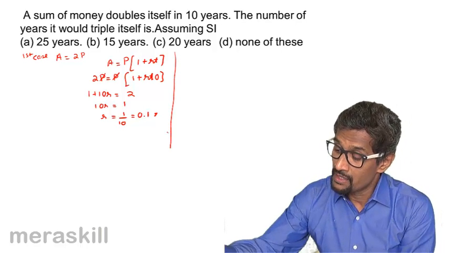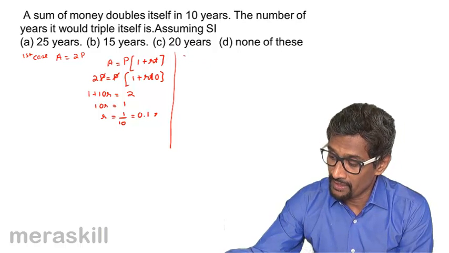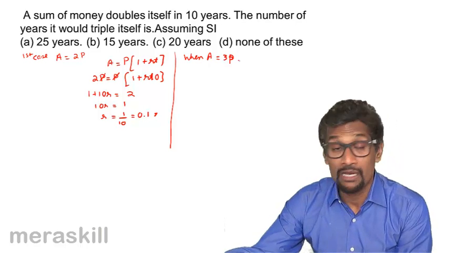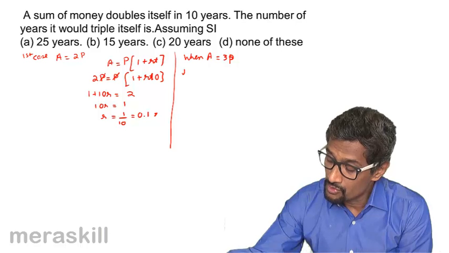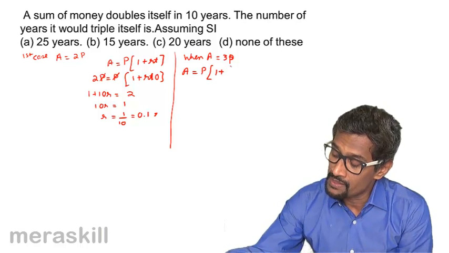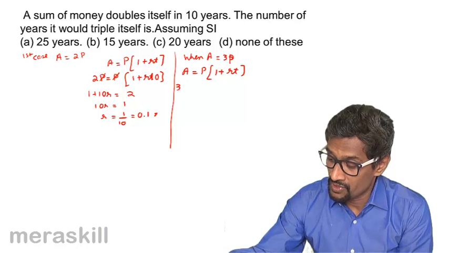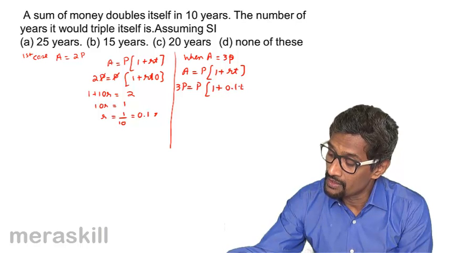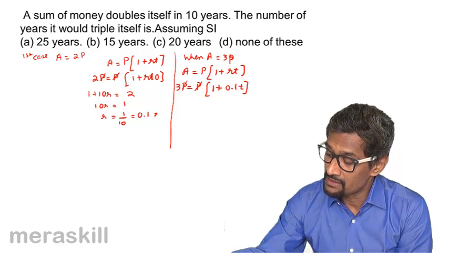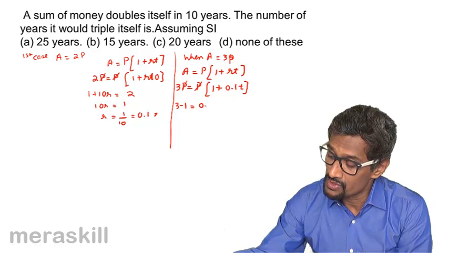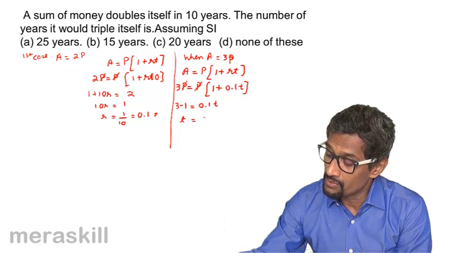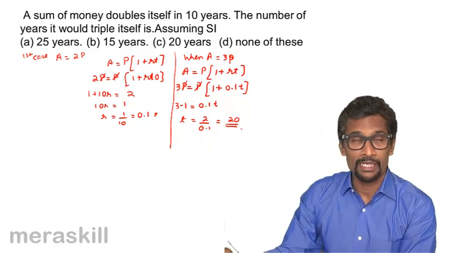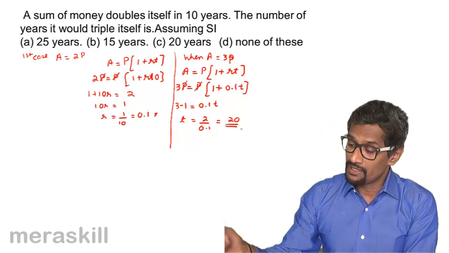Now you have been asked, when will it triple? So when will A be equal to 3P? So we'll have to find the time period. A is 3P, and A is again P into 1 plus RT. Principal remains the same, 1 plus rate is 0.1 into T. So this gets cancelled. Of course 3 minus 1 is equal to 0.1 T. So T would be equal to 2 upon 0.1, which is 20. That means after 20 years, the amount would treble itself.